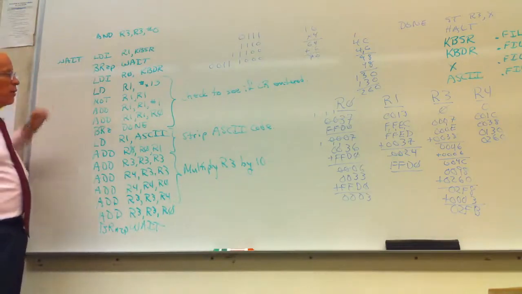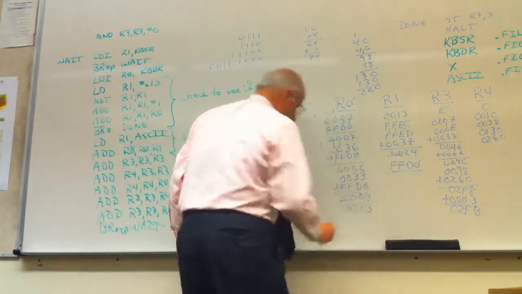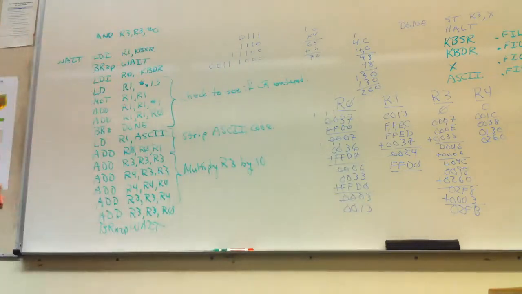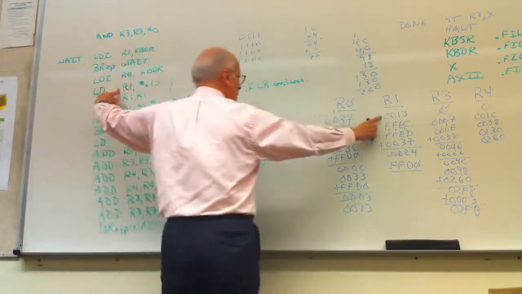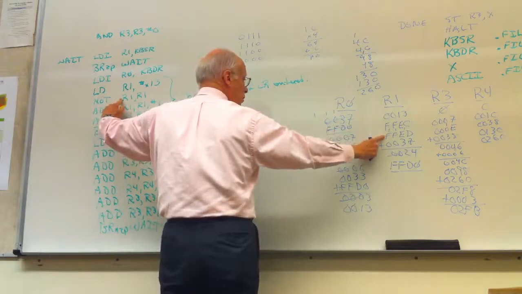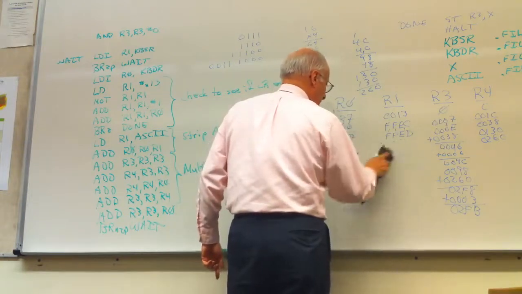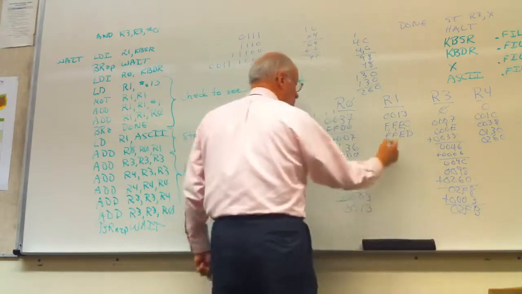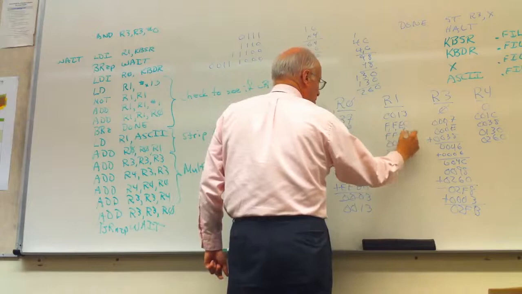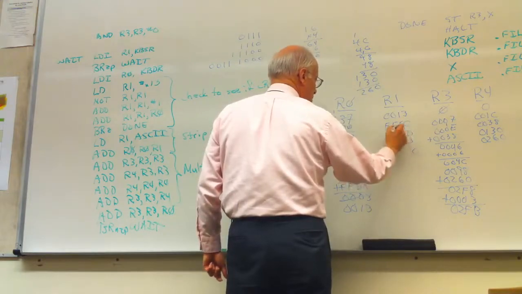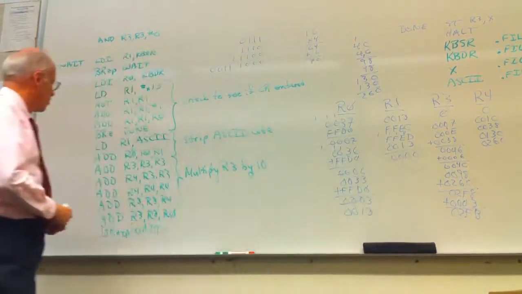When the thing is pressed, if we say that we get a carriage return in there this time, just to see what happens, we have that. We load that into there, we do the not, we add 1, and now we're going to add register 0, which is 0013. 13 and 3 is 16, that's 1 times 16 plus 0. And so I get a 0 there.